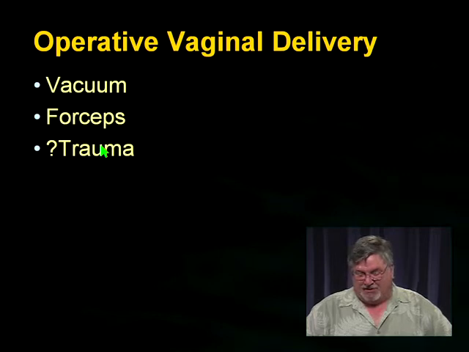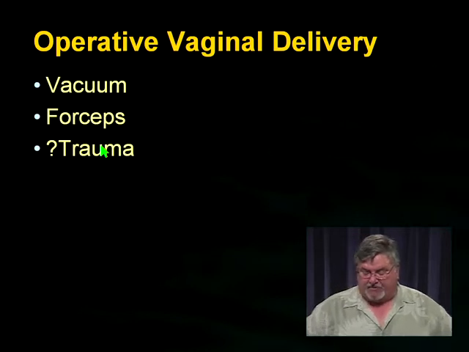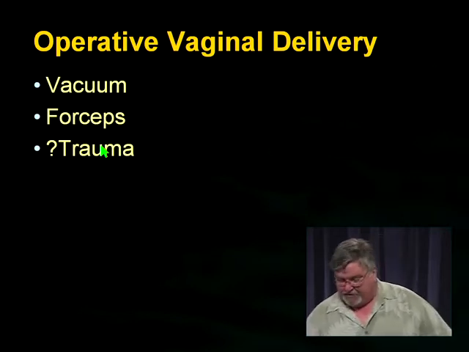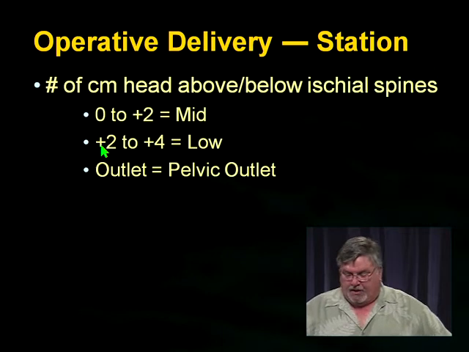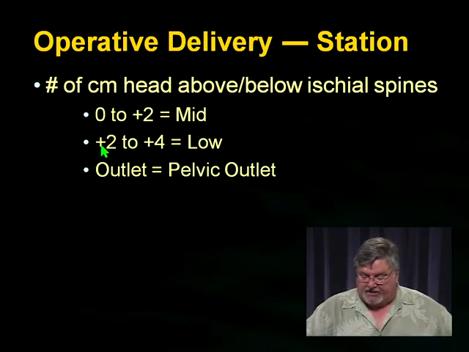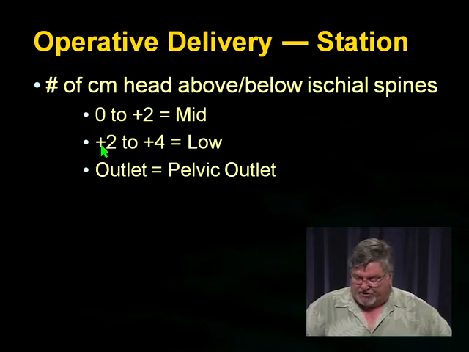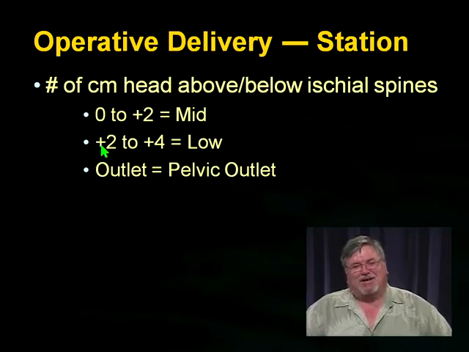Forceps delivery. Whoa, get out the salad tongs. So obviously these kinds of operative vaginal deliveries can be associated with neonatal trauma. Station. So station of an operative delivery is defined as the number of centimeters the head is either above or below the ischial spines. Those are her ischial spines. If you have your head above or below your ischial spine, you've got another problem.